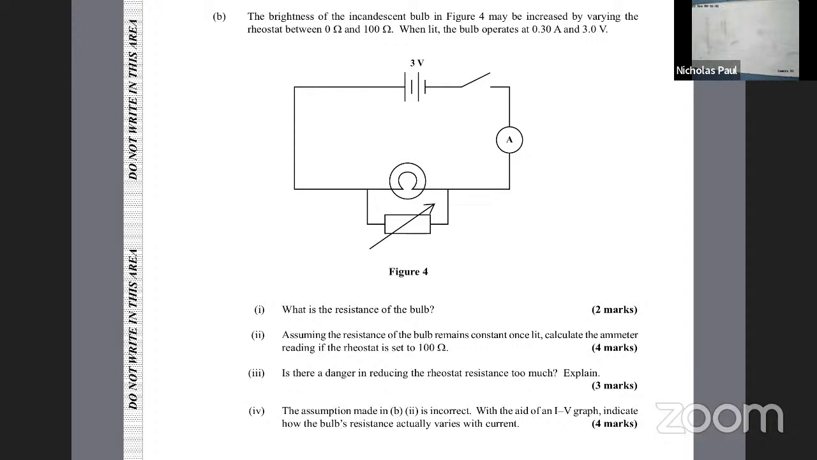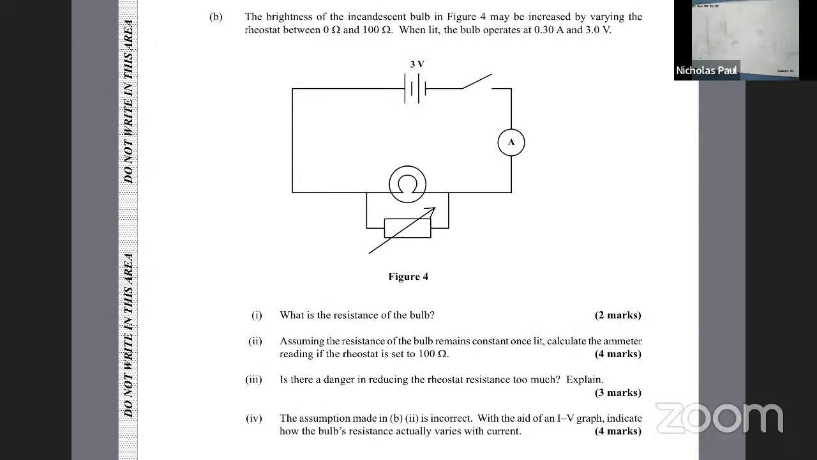Finish. What's the resistance of the bulb? That's easy, right? So the resistance is what? V over I. Right? Remember, for any answer: formula, substitution, answer. So I write the formula. I'm going to substitute the values now. Answer is 10. Go ahead, finish it up quick.